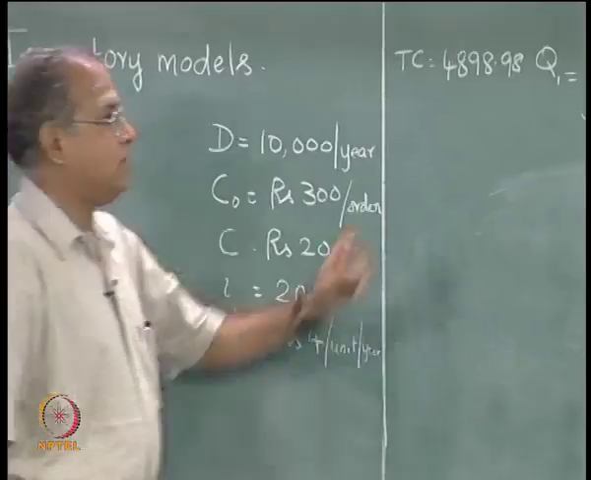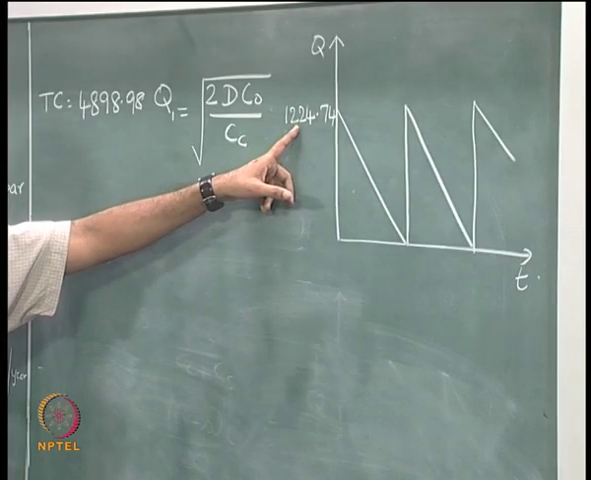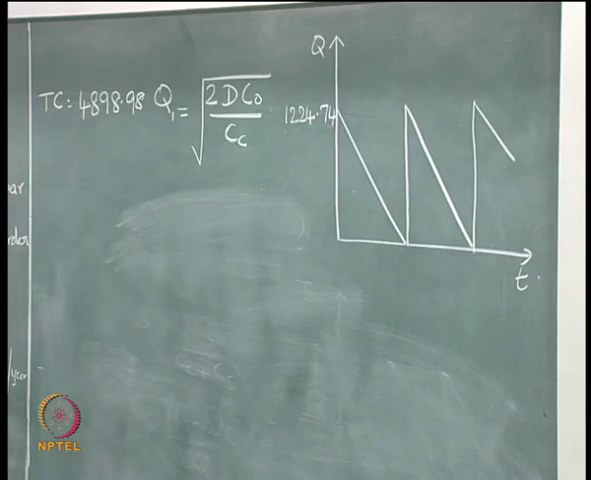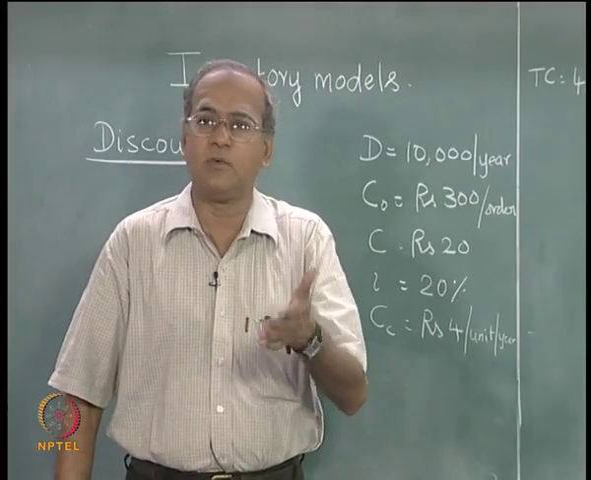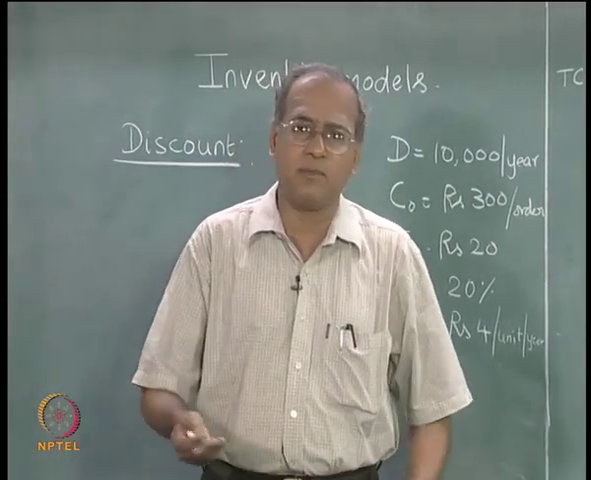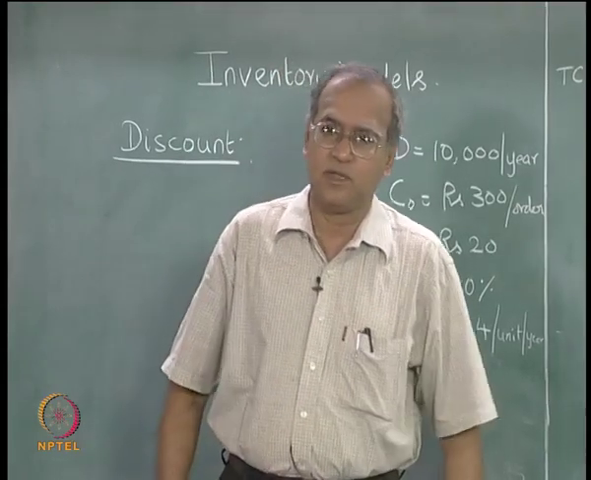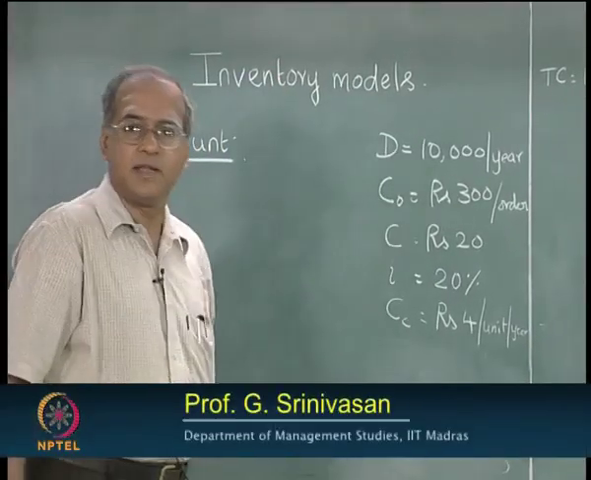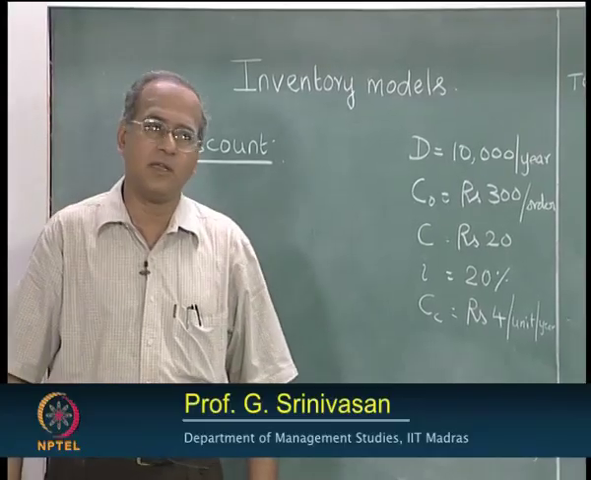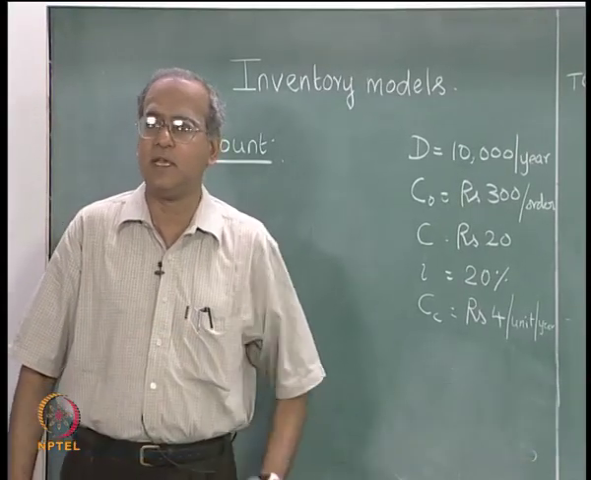We have already found that the economic order quantity is 1224.74 and the total cost is 4898.98. Now, when we consistently buy the same item from the same vendor, or when we are buying a larger quantity, we would ask for a discount and the vendor would offer a discount invariably when the buying quantity is large. So, let us look at a situation where the vendor is offering a discount, and then we need to evaluate whether we will accept the discount or reject the offer of discount.